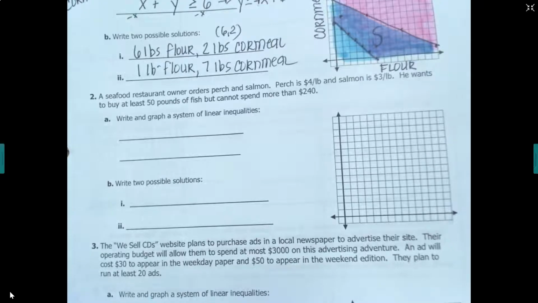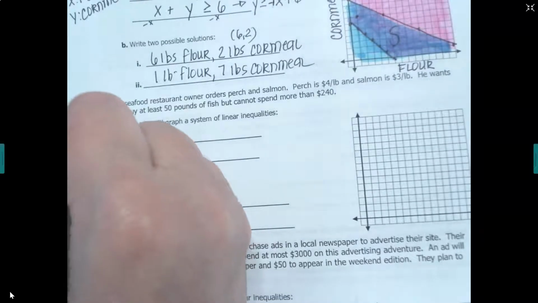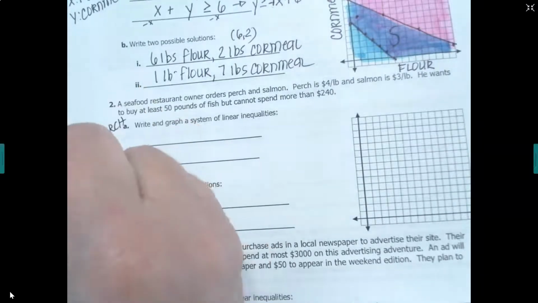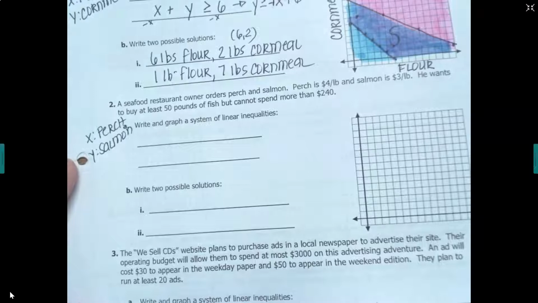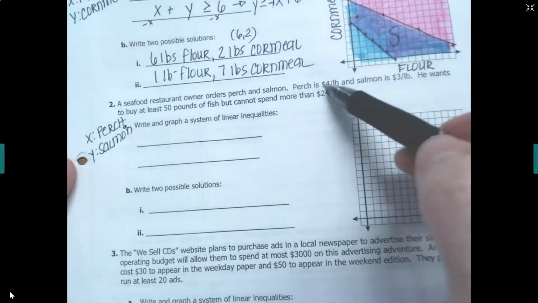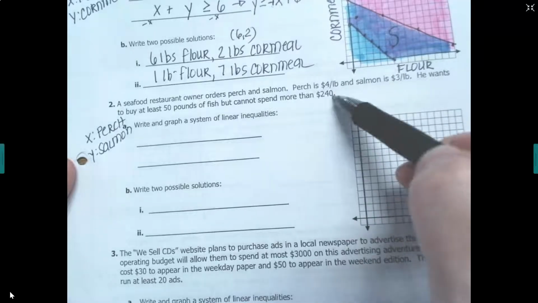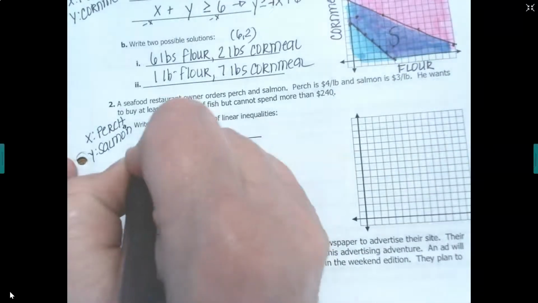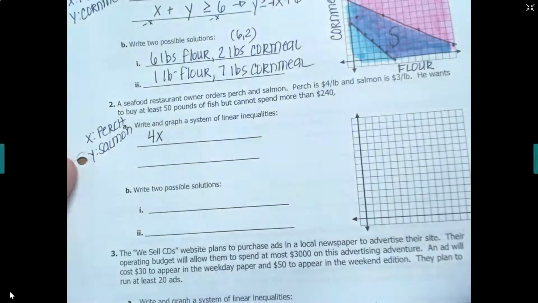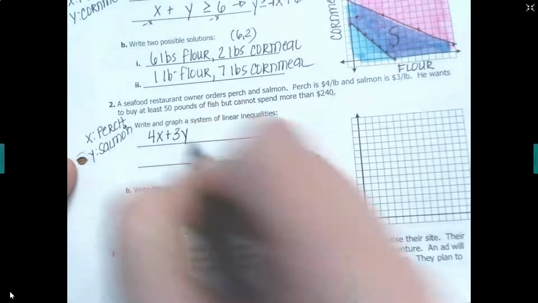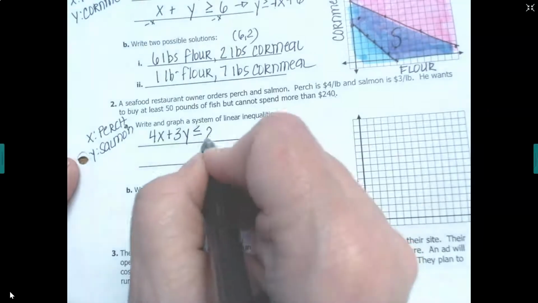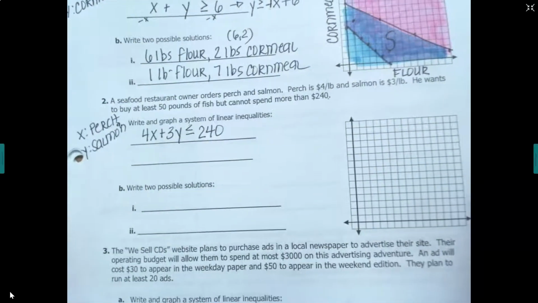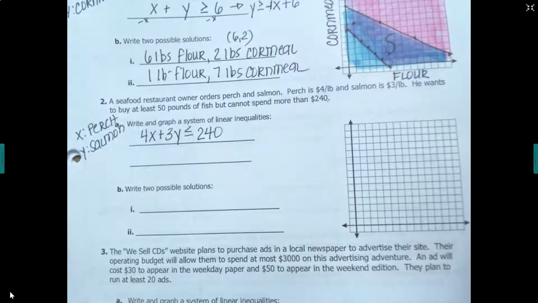So let's see what we can write here. So we know we have perch and salmon. Perch is mentioned first, so I almost always make the first one the X so I don't get confused. So X is perch, Y is salmon. We have something about money here. Look, money, money, and monies. So that's an equation. So it's $4 times the number of pounds of perch plus $3 times the number of pounds of salmon, and he cannot spend more than $240. He can spend $240, so it's equal to, that's fine. Okay, so that's the one equation.